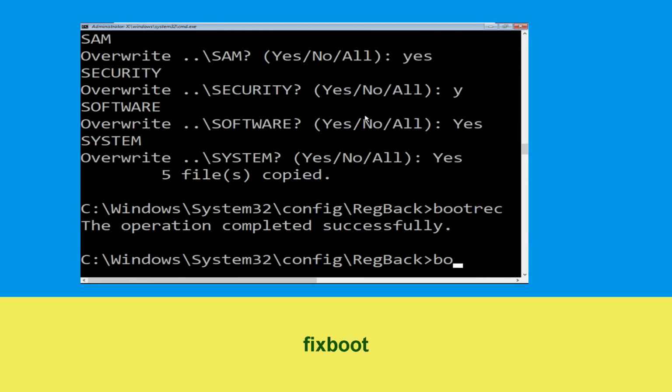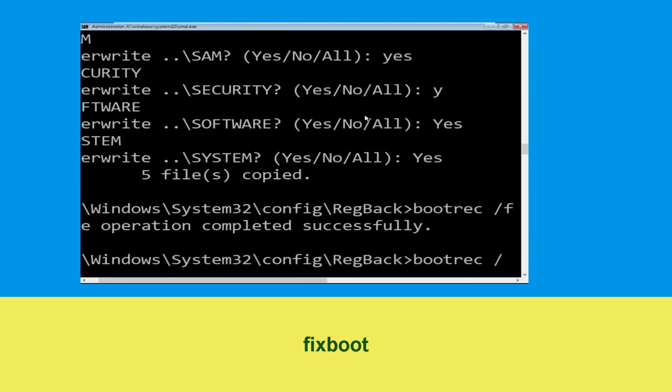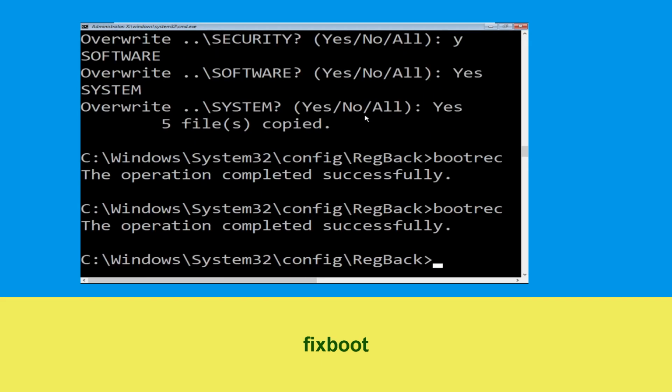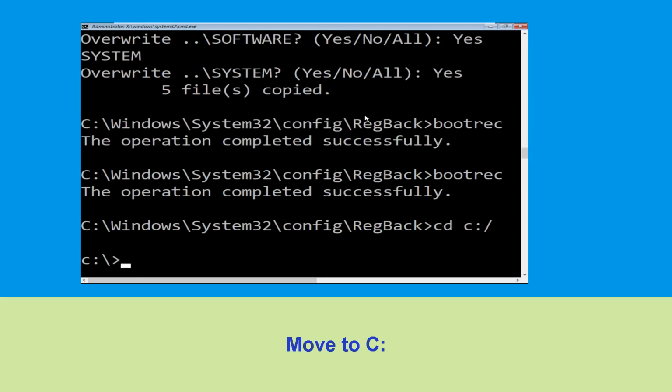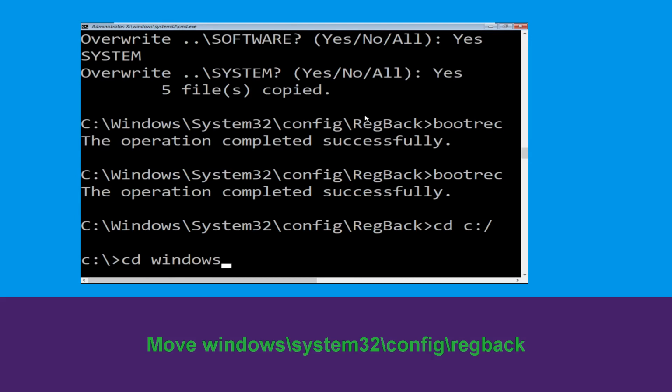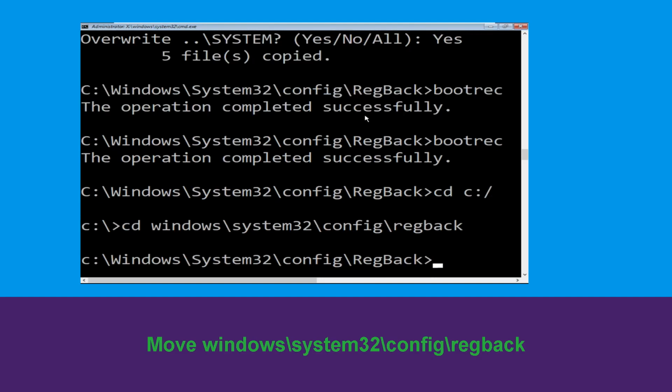Type bootrec /fixboot and hit enter. Type cd c:\ and hit enter. Let's execute this command. Type cd Windows\System32\config\regback. Then simply we need to hit enter to execute this command.